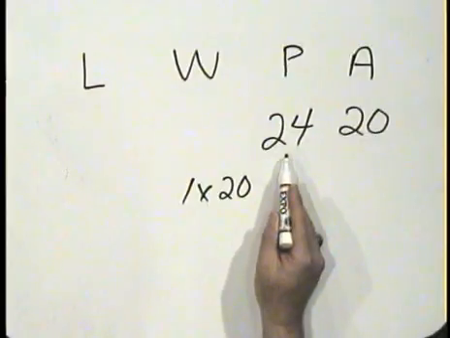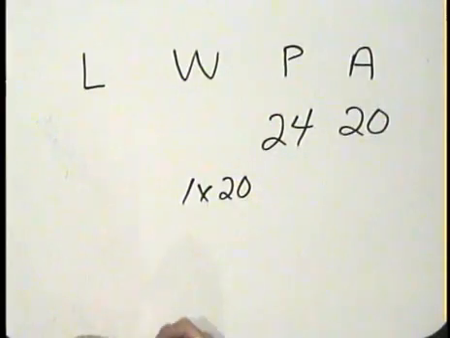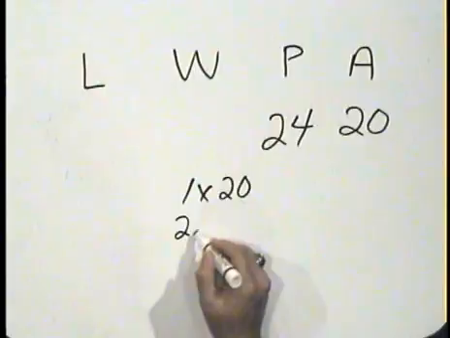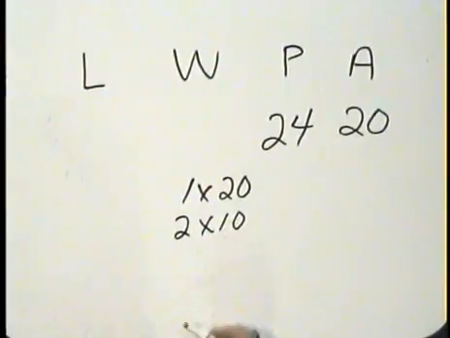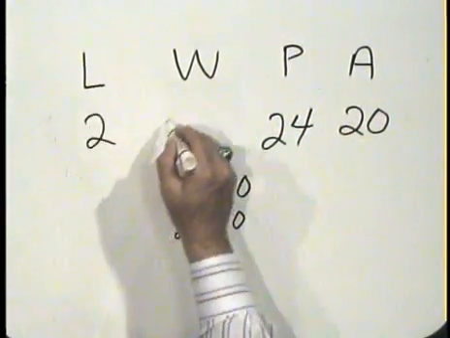If the perimeter is 24, that means the semi-perimeter, the length plus the width, must be 12. Is 1 plus 20 equal to 12? Hardly. Well, we could use 2 times 10. Is 2 plus 10 12? Yes, it is. So it would appear that the length and the width are 2 and 10.